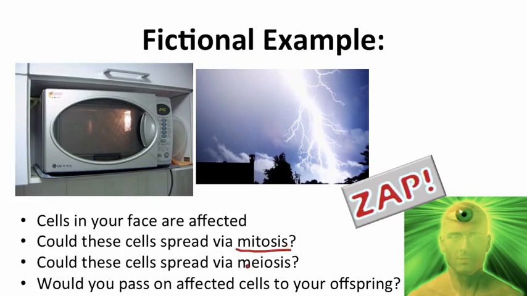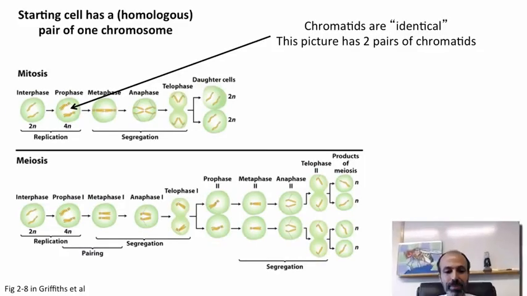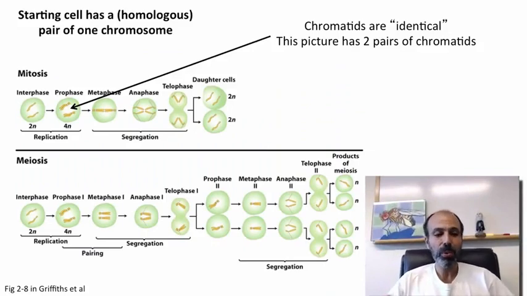It is very improbable these cells would spread by meiosis because you're not usually making gametes in your head. You may think you are, but you're not. And because of that, it's also very unlikely you would ever pass on the affected cells to your offspring. Okay? So let's just recap real quick what's happening.